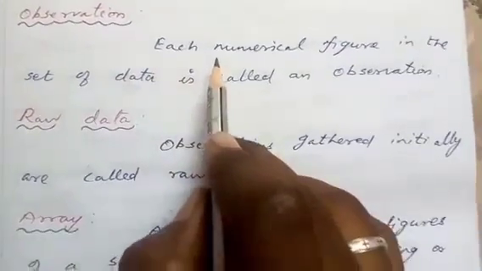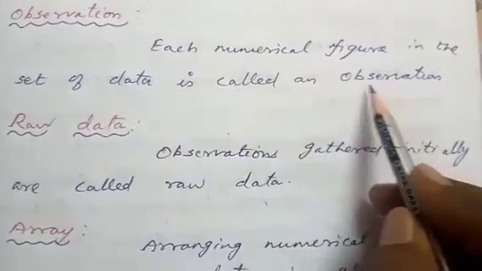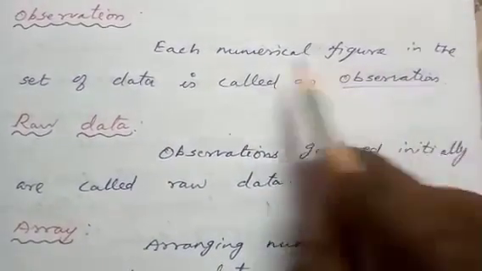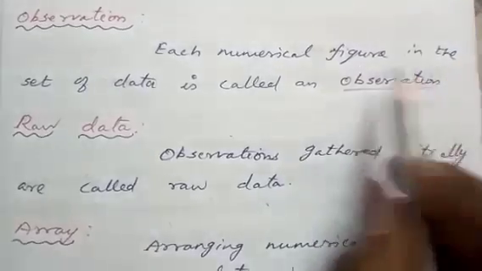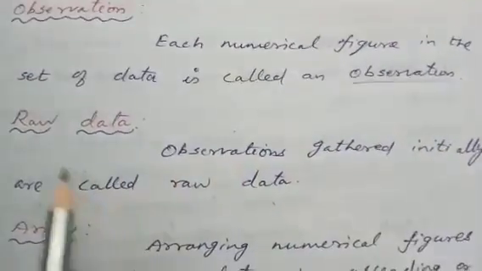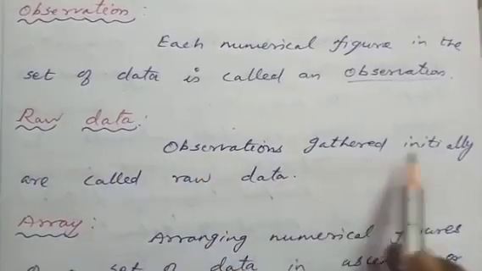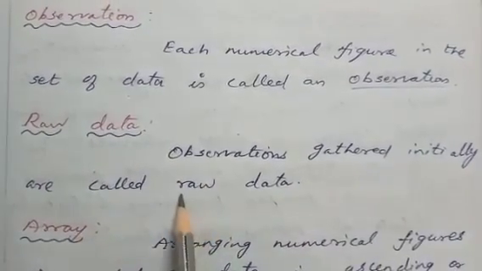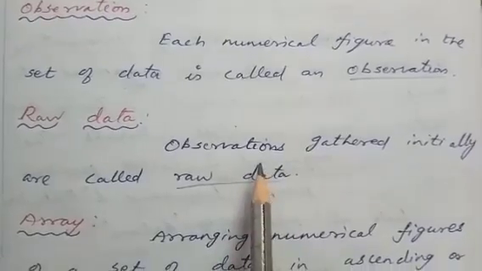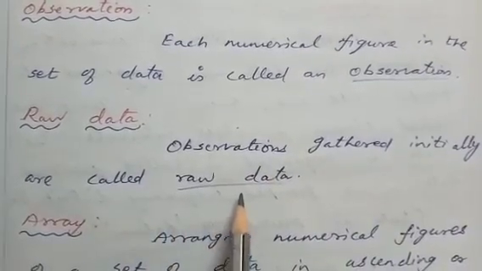Next one is observation. Each numerical figure in the set of data is called an observation. The next one is raw data. Observations gathered initially are called raw data.